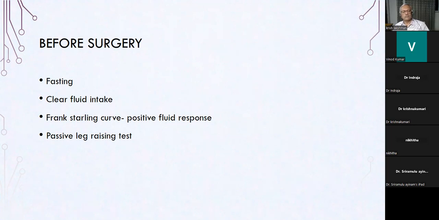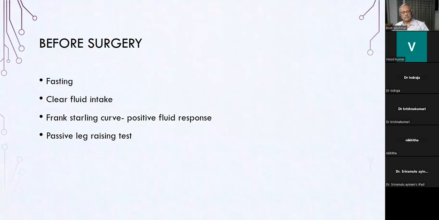And regarding clear fluid intake, recent studies encourage that until 2 hours before the surgery, clear fluid can be given to the patient. This makes our intravenous fluid infusion less relevant before surgery.